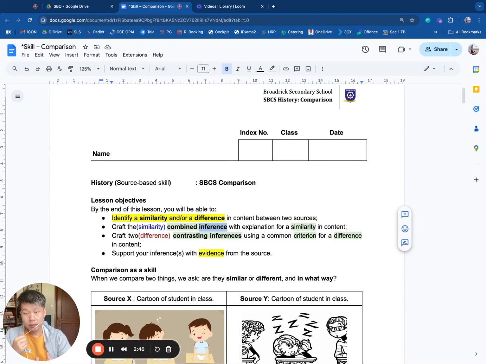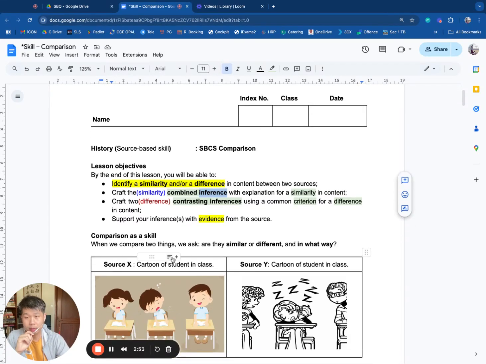When it comes to comparison, we upgrade. We are no longer looking at one single source. We are looking at two sources. And so when we look at comparison as a skill, we ask, are these two sources similar or different? And in what way? Please highlight this.